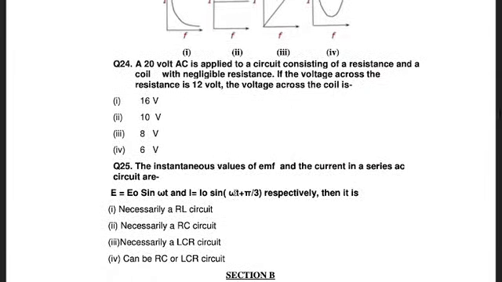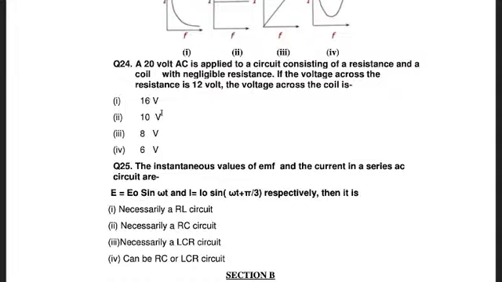Question number 24. Here, 20 volt AC is applied to a circuit consisting of a resistance and a coil with negligible resistance. If the voltage across the resistance is 12 volt, the voltage across the coil is 16 volt. Option 2, 10 volt. Option 3, 8 volt. Option 4, 6 volt. Correct. Option 1 is the correct answer, 16 volt.